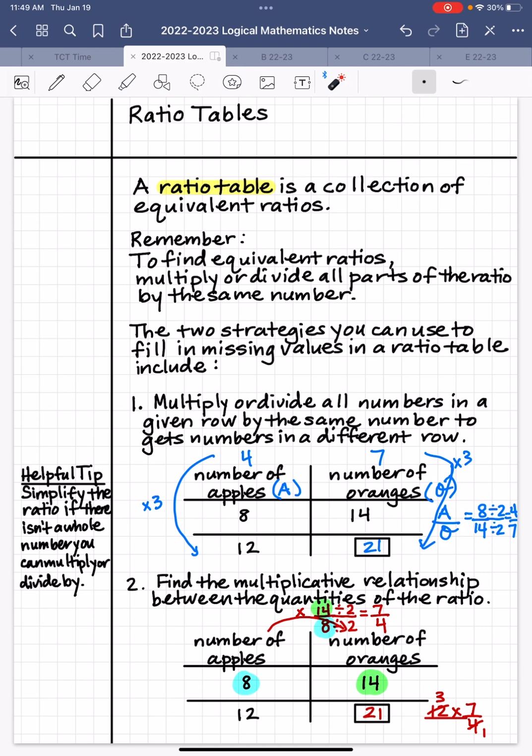So I hope that you've enjoyed this video and learned how to complete ratio tables. If you need any more assistance with what ratios are, please be sure to watch the video on ratios. If you need help with what equivalent ratios are, please be sure to watch the video on equivalent ratios.